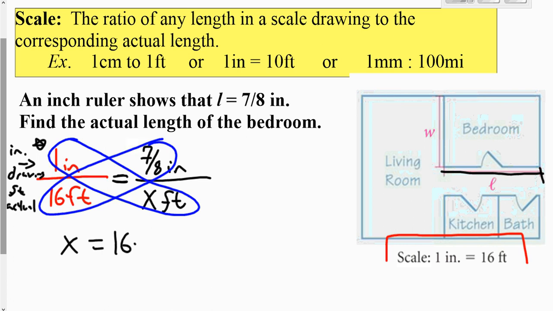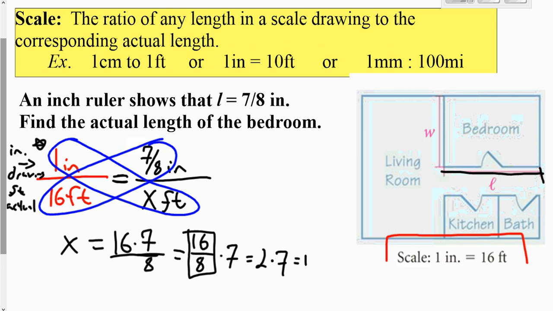So I got 16 times 7/8. All right, so I need to simplify this, so I can think of this as just 16 times 7/8. What's nice is I can see that 16 is divisible by 8, so I can do 16 divided by 8 times 7. 16 divided by 8 is 2, times 7 equals 14. So notice this is the x here, it's 14 feet. So the length of this bedroom is actually 14 feet.